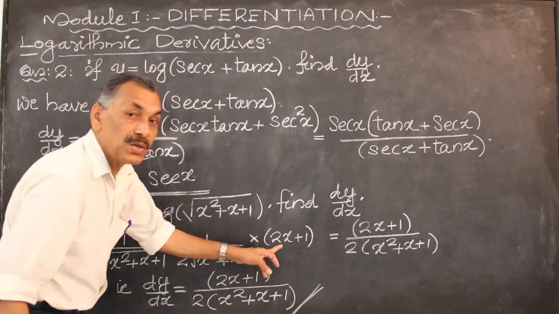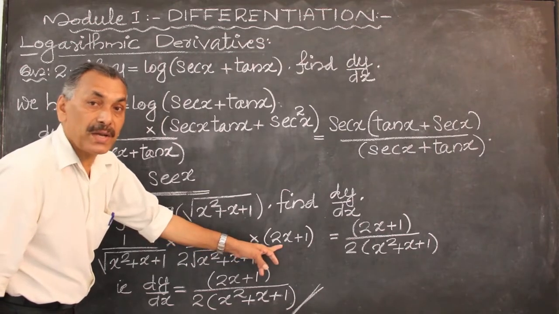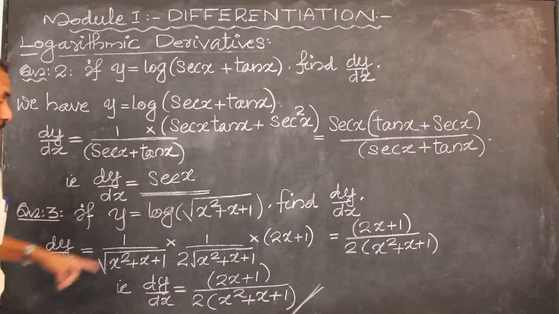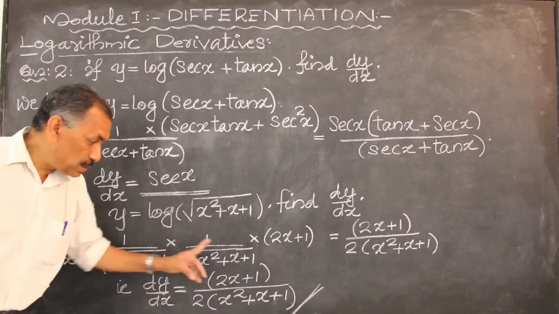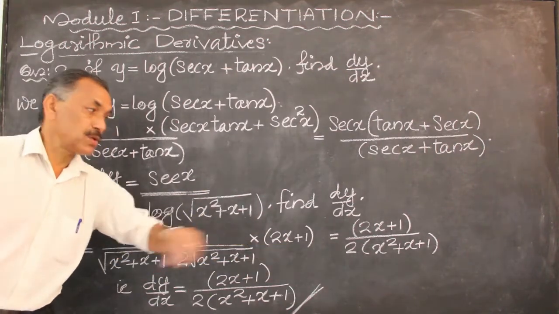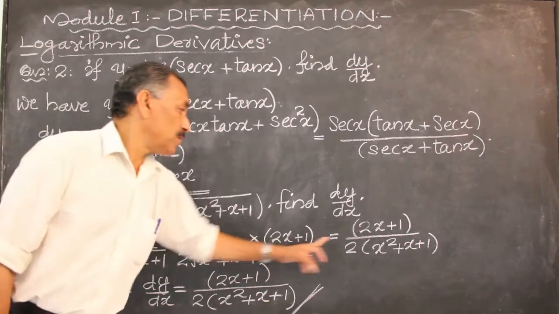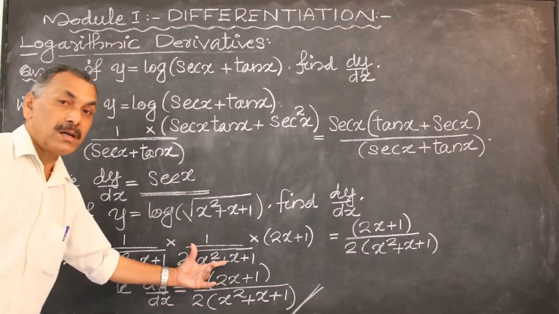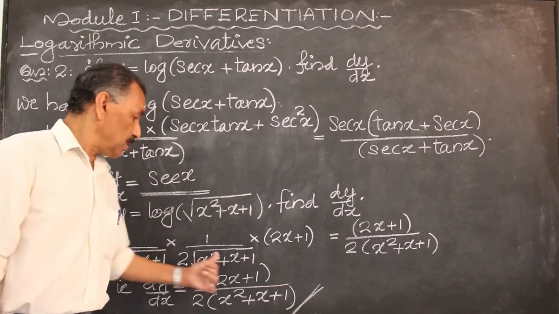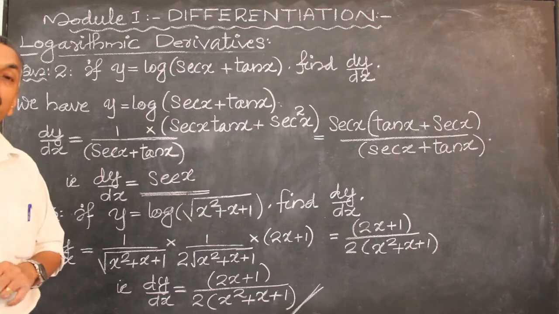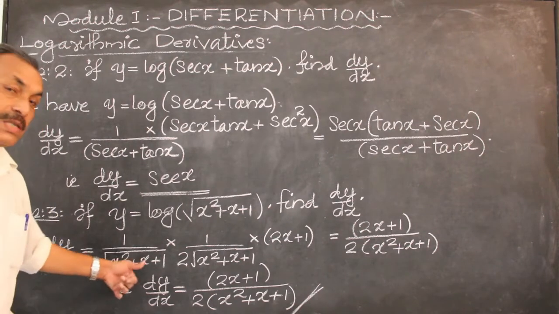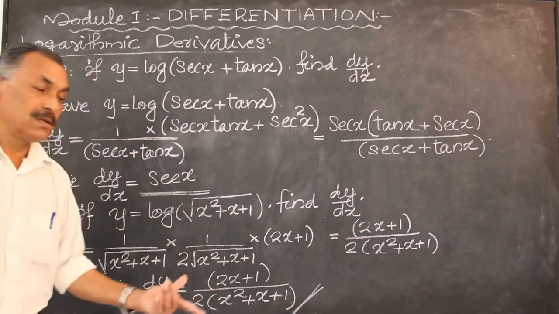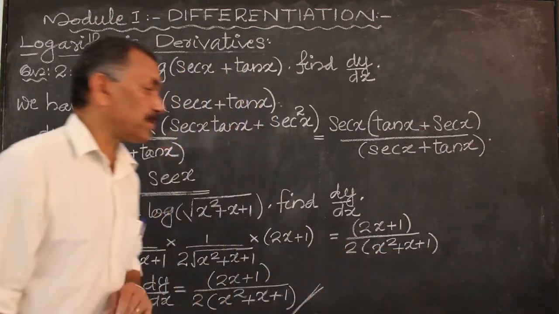The derivative of x square: the derivative of x raised to n is n x raised to n minus 1, so 2 into x raised to 2 minus 1, that is 2x. The derivative of x is 1. So we get 1 by root of x square plus x plus 1, into 1 by 2 root, into 2x plus 1. That is 2x plus 1 divided by 2 into root of x square plus x plus 1 into root of x square plus x plus 1. Root t into root t is equal to t.